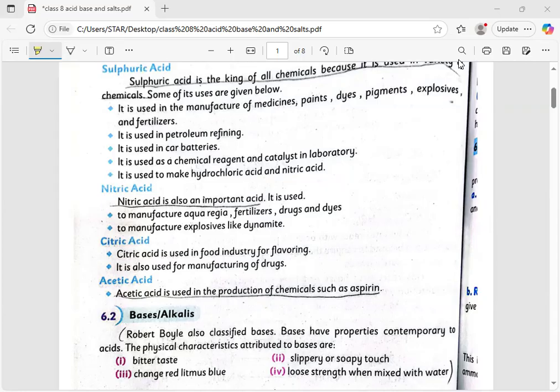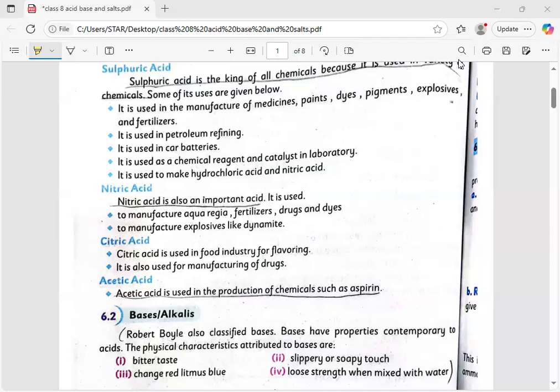Bases have properties contrary to acids. It means that bases are in contrast with the acids. That is, the properties of bases are totally opposite to the acids. So how do they differ? There are some characteristics related to bases. Number one, bitter taste. When we dealt with acids, we learned that acids have a sour taste. Now the bases have a bitter taste.